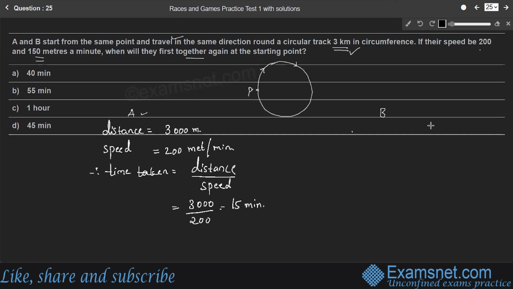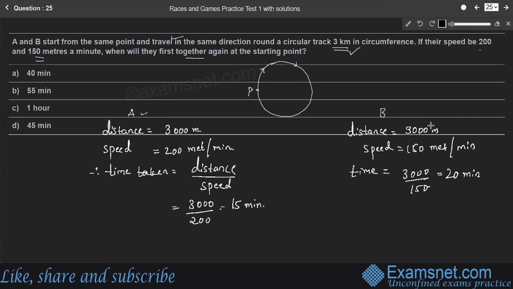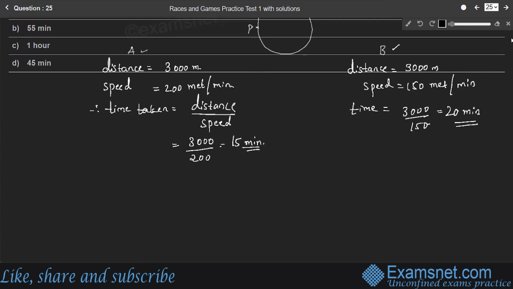Whereas consider the case of B. To cover the distance of 3000 meter, what is the time taken by B? Here speed of B is 150 meters per minute. Therefore, time taken by B is distance by speed, which is 3000 by 150, which is equal to 20. So 20 minutes is time taken by B to cover one round. Now we'll consider the lowest common multiple, LCM, of 15 and 20.